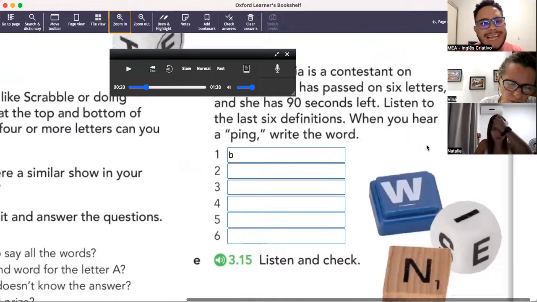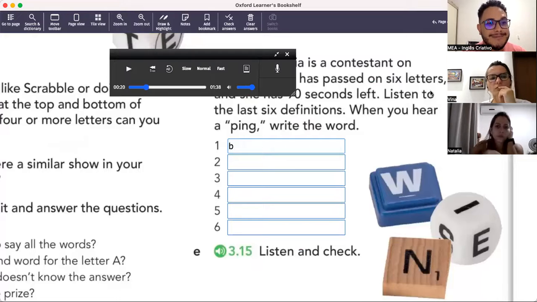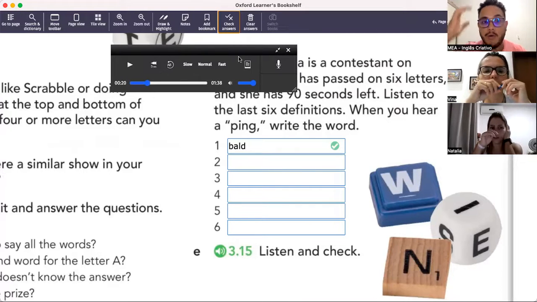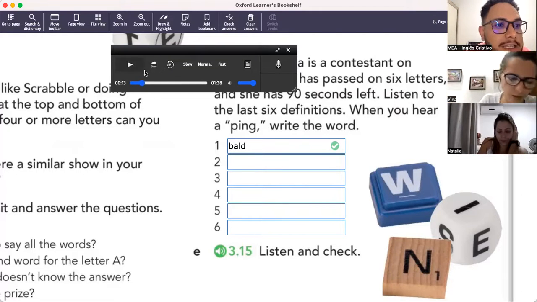When a person doesn't have hair, guys, and the word starts with B. Do you remember? No. Bald. Try not to say in Portuguese, okay? Just the definitions in English. When a person doesn't have hair. Ah, tá. Ok. Do 2 em diante é com vocês, tá? Okay, tá.